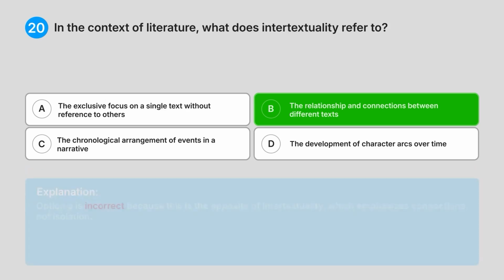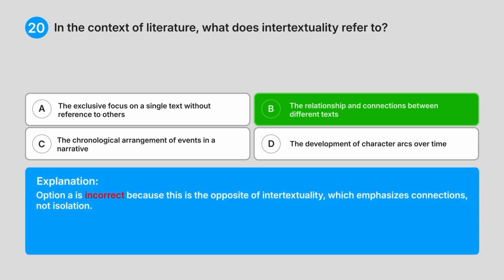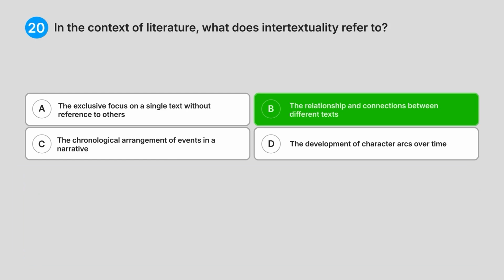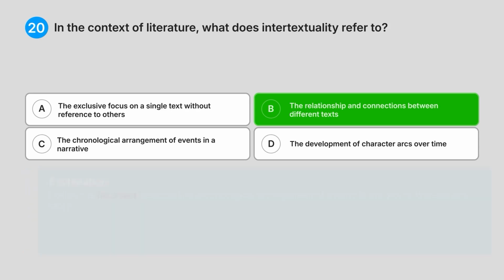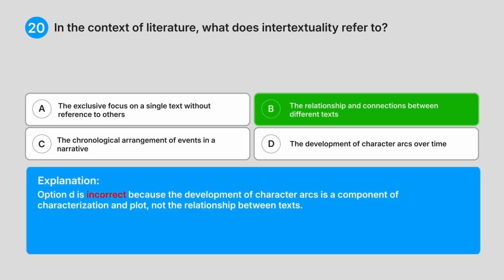Option A is incorrect because this is the opposite of intertextuality, which emphasizes connections, not isolation. Option C is incorrect because the chronological arrangement of events is the plot or timeline of a story. Option D is incorrect because the development of character arcs is a component of characterization and plot, not the relationship between texts.